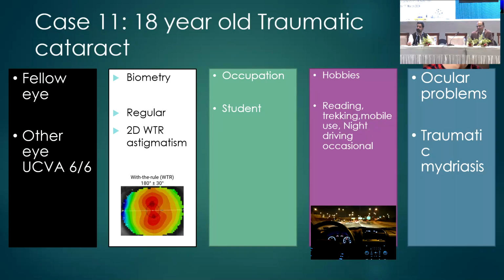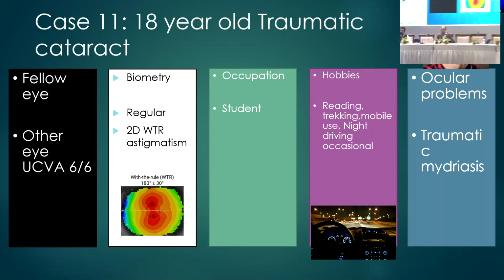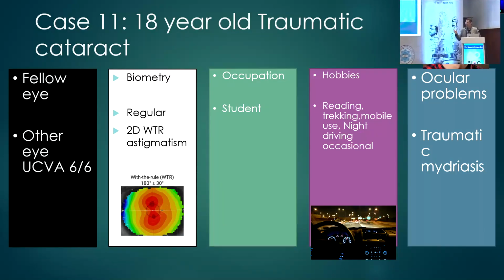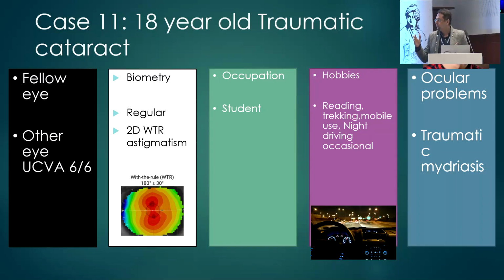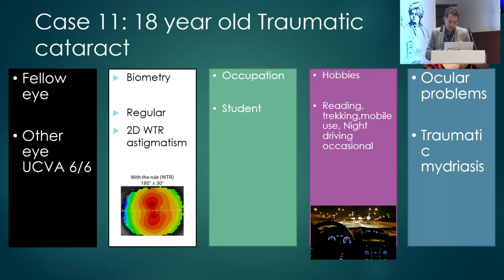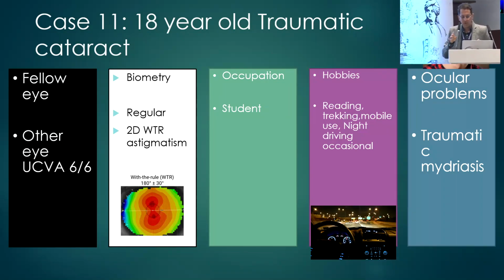Now this is another common case, an 18-year-old with traumatic cataract. We'll say that zonules are all right, everything is okay. Pupil is, traumatic mydriasis is there. These are young patients, and their parents are ready to spend anything to get perfect vision for their son or daughter. So what will be your choice? Nidhi? Toric EDOF.